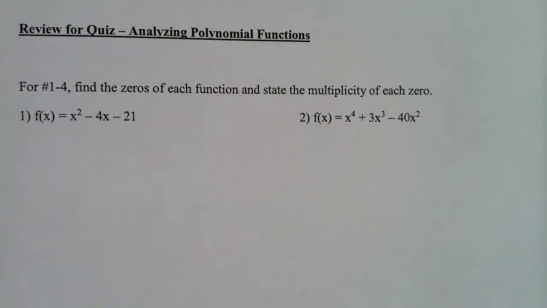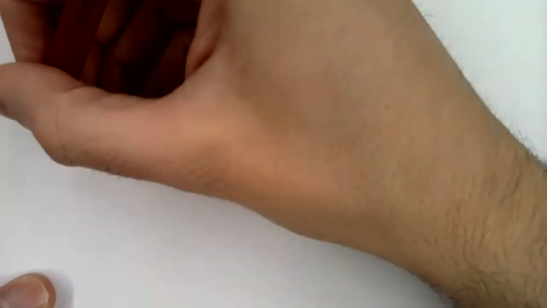All right, this is a review for the quiz. It's the first quiz in the unit called Analyzing Polynomial Functions. For numbers 1 through 4, find the zeros of each function and state the multiplicity of each zero. Okay, so number 1, let's set this equal to 0.